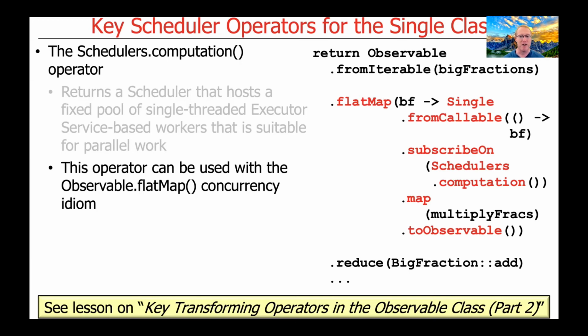And then for each of those big fractions, we go ahead and schedule a computation to run in the computation thread pool in order to multiply those big fractions together. After the computations are all run in parallel using the concurrency idiom provided by flatMap, it's converted back into an Observable, and then we perform a reduction using the BigFraction add method to add up all the results.